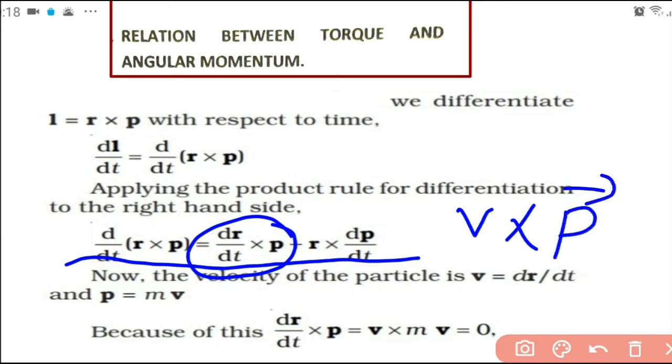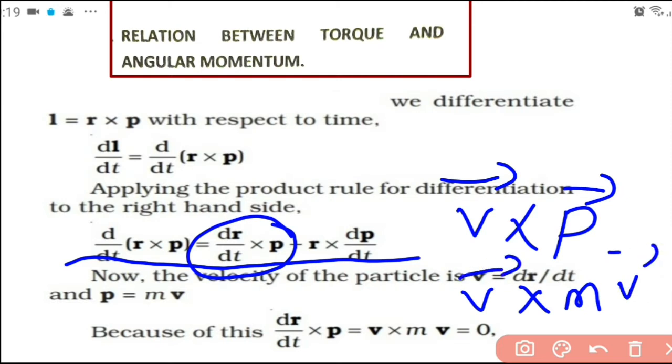You know what p is? p is momentum, that is m v. So it becomes v cross m v. You know m is a scalar, so you can take it outside the cross product. So we have the term v cross v. The cross product of a vector with itself gives the result 0, because the angle between v and v is 0 and sine 0 is 0. So that cross product gives the result 0. So the first term becomes 0.